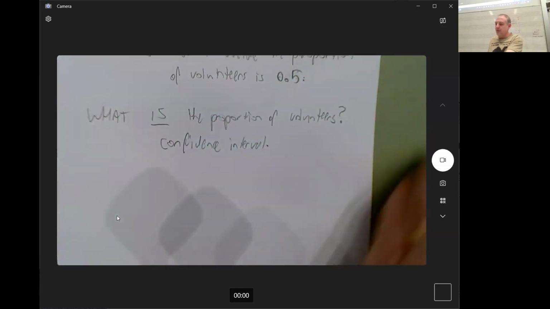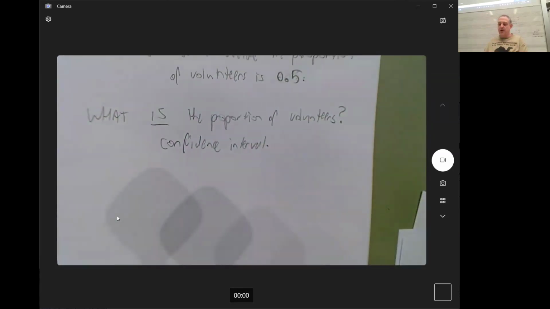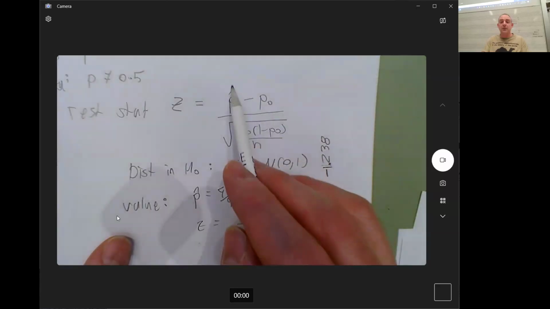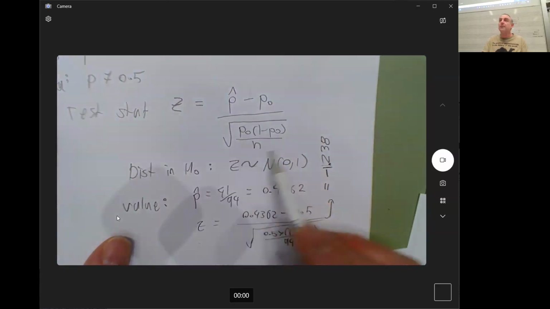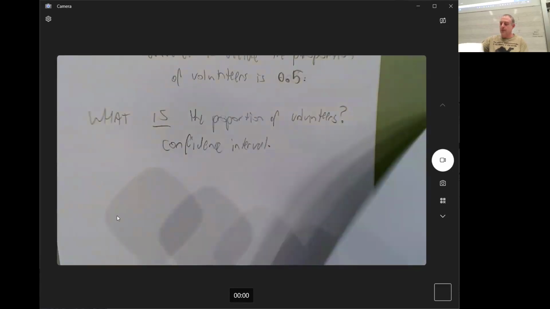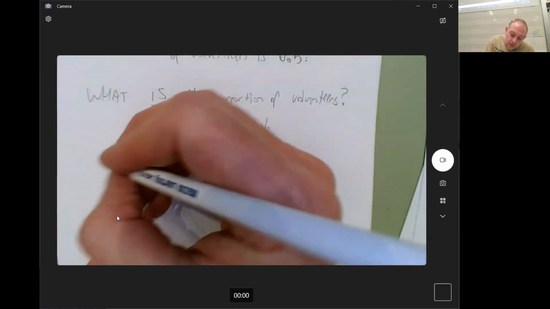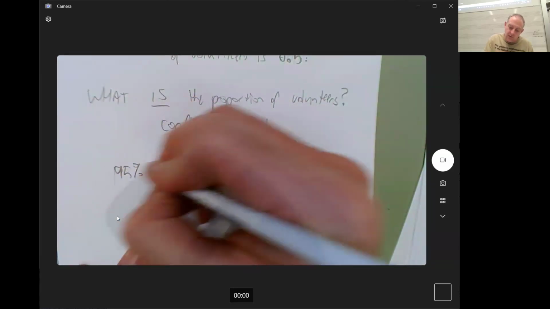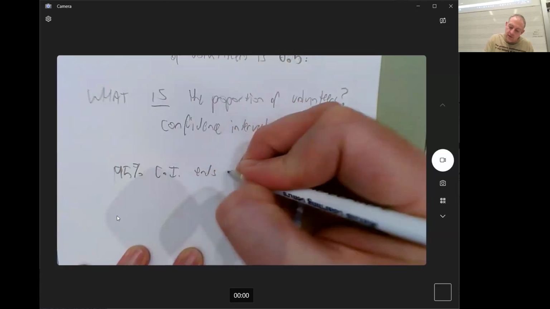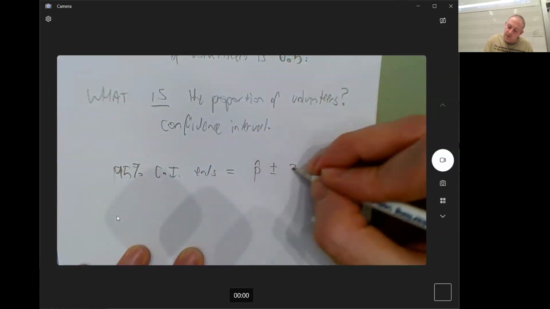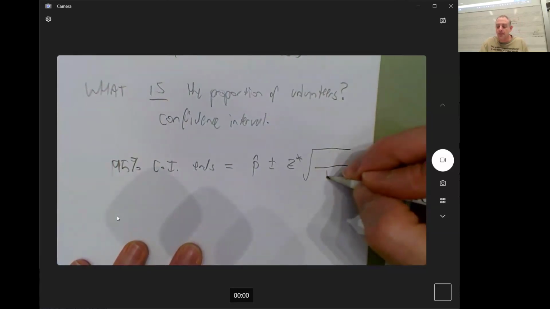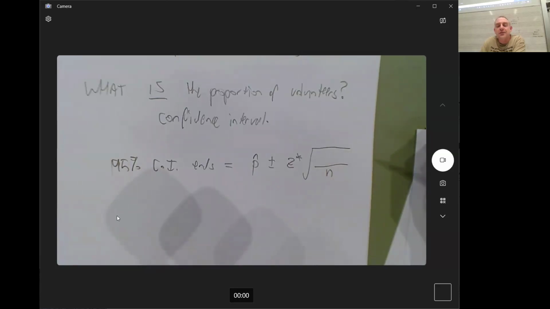And I will take the pieces of my test statistic, and I will form them into a confidence interval. It will be this plus or minus this times this. So the 95% confidence interval ends will be p hat plus or minus z star times root. Except this is different.